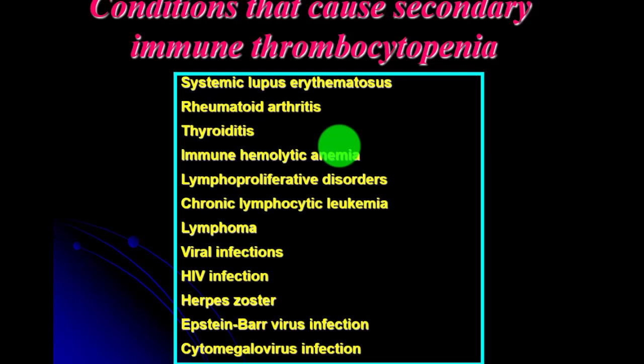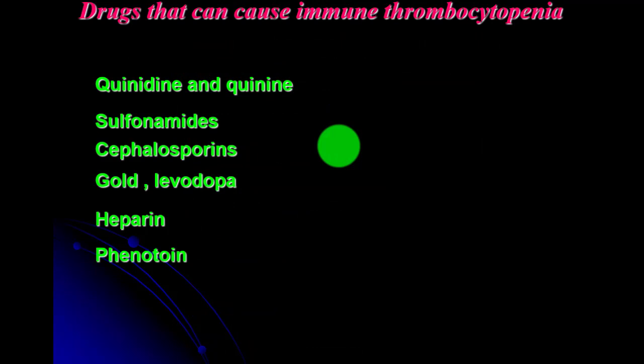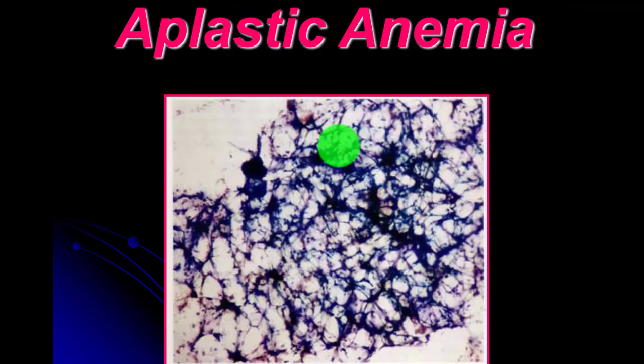Conditions that cause secondary immune thrombocytopenia: systemic lupus erythematosus, rheumatoid arthritis, thyroiditis, immune hemolytic anemia, lymphoproliferative disorder, chronic lymphocytic leukemia, lymphoma, viral infection, HIV infection, herpes zoster, Epstein-Barr virus infection, and cytomegalovirus infection. Drugs that can cause immune thrombocytopenia: quinidine and quinine, sulfonamides, cephalosporin, gold and levodopa, heparin, phenytoin.